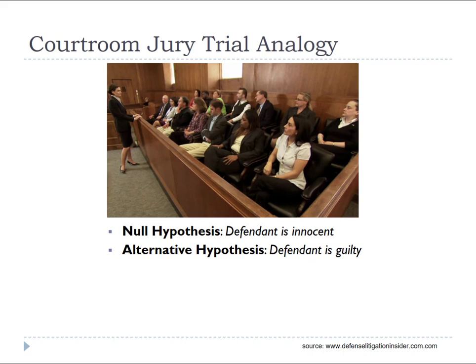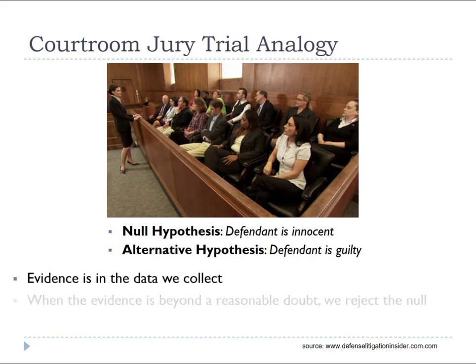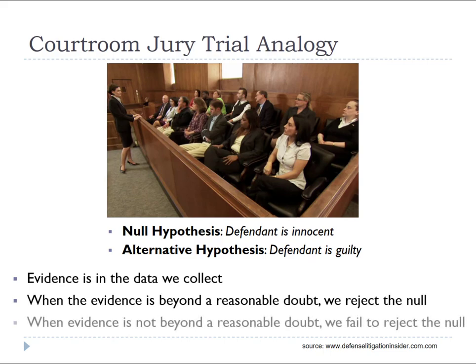Only when the evidence is beyond a reasonable doubt will the jury reject innocence in favor of guilt. If the evidence is not beyond a reasonable doubt, the jury will not say the defendant is innocent. The jury will simply say the defendant was found to be not guilty. Our statistical evidence is to be found in the data that we collect. Only when the statistical evidence is beyond a reasonable doubt will we reject the null hypothesis in favor of the alternative. If the statistical evidence is not beyond a reasonable doubt, we will not accept the null hypothesis. We will simply state that we have not found enough statistical evidence in favor of the alternative to reject the null hypothesis.